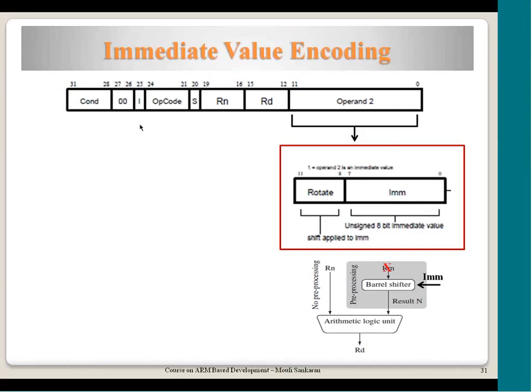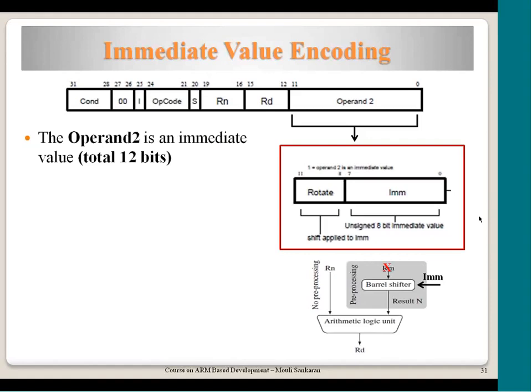Okay, if the I bit was set to 1, this 12 bit field is interpreted as some rotate operation on some immediate constant, which happens to be an 8 bit value, and all of it is coming from the instruction as an immediate value, and no Rm is taken. That means no register contents are taken for the barrel shift operation, and then it will perform the operations based on the bit positions which are mentioned here.